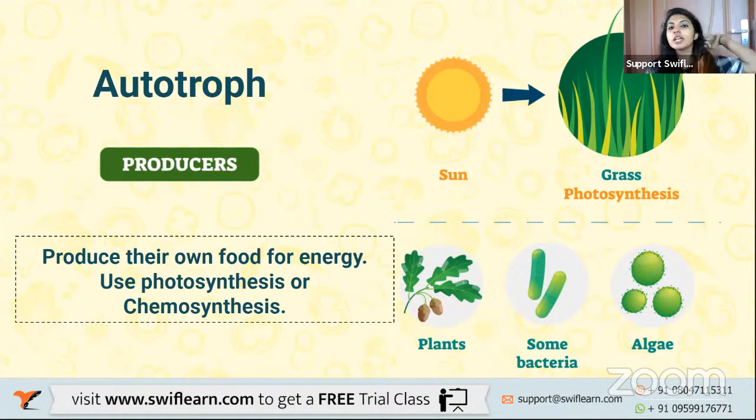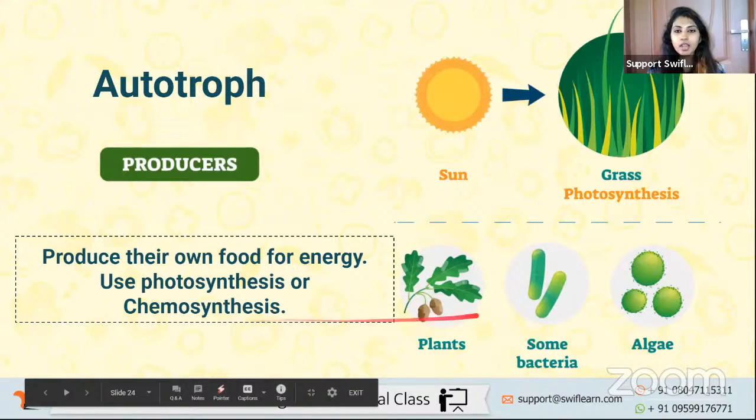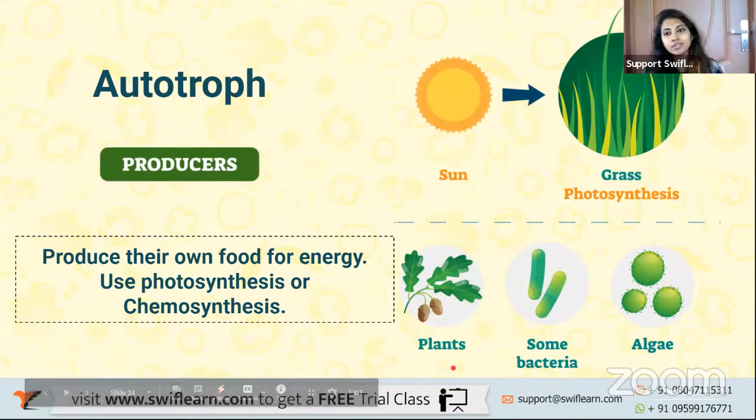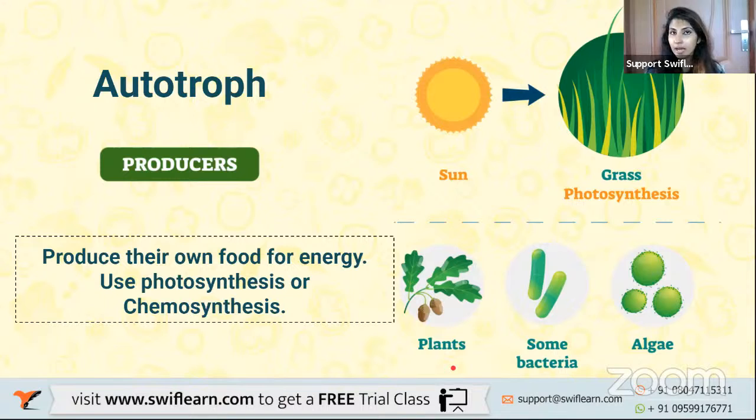So now how do they do it? Here we can see that just by the use of sunlight, they can do that. This grass is not a very complex plant, but it also produces its own food. It does not need to depend on any other source or organism for its nutrition. It does it by itself using the sun. And through which process? Yes, exactly, photosynthesis or chemosynthesis. Some examples are plants, some bacteria, I won't say every bacteria, but some, and also some algae.